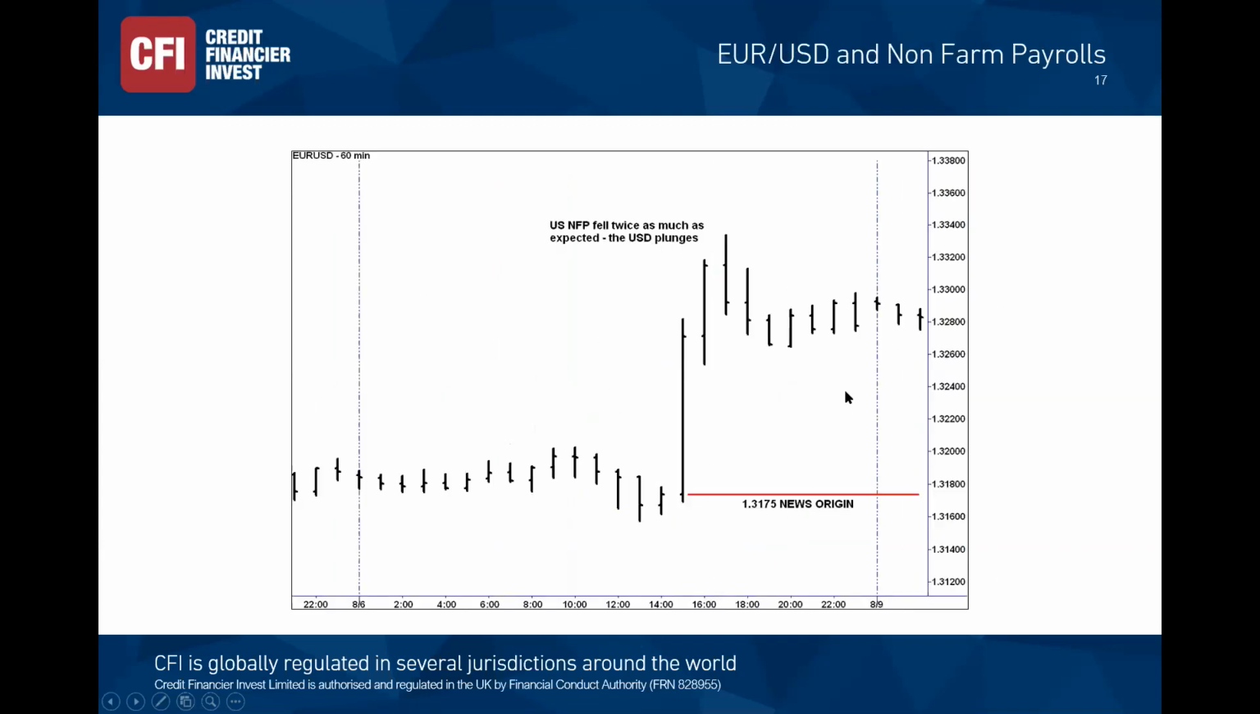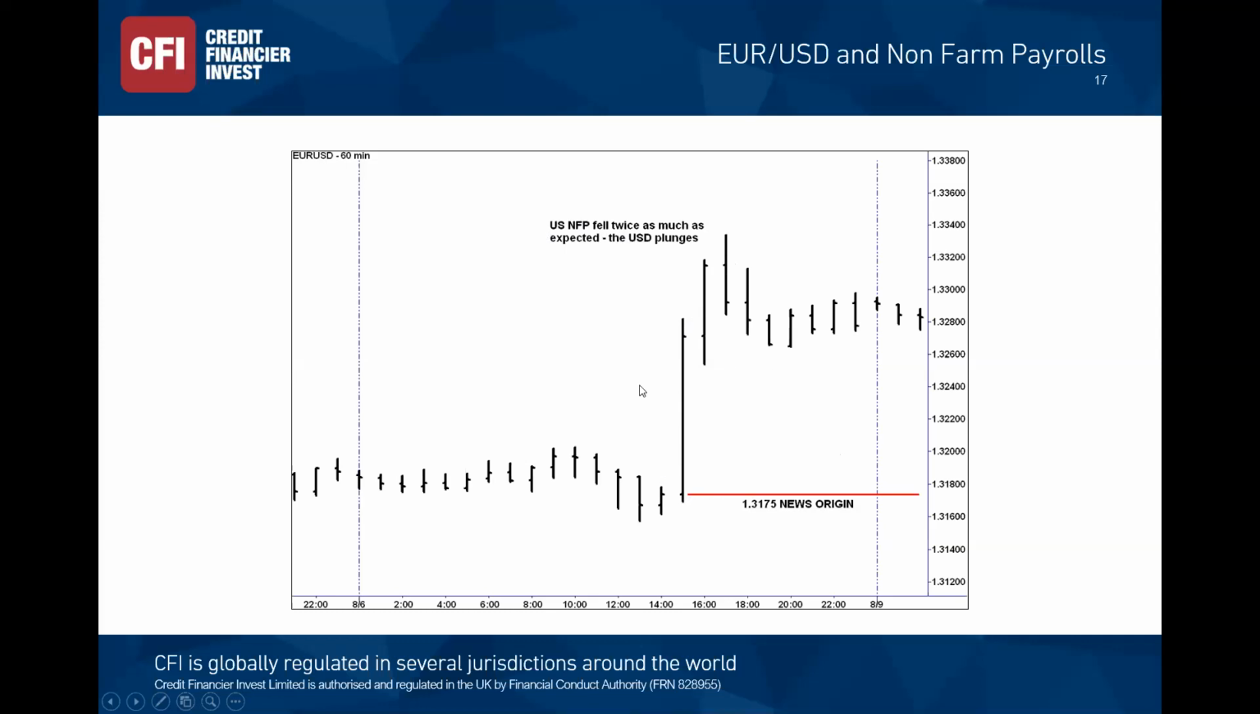Okay, another example, again on a multi-day basis. This is euro dollar, and yet again, US non-farm payroll. Euro dollar prior to non-farm payroll, in this case, was trading at 131.75. The number saw a decline in created jobs twice as much as the market had expected. That resulted in the knee-jerk reaction to sell the dollar and buy the euro, resulting in euro dollar ramping up aggressively over 2.5 hours. A really aggressive move to the upside here.